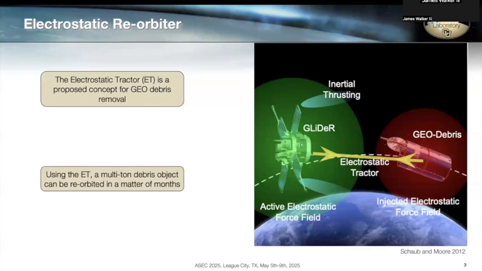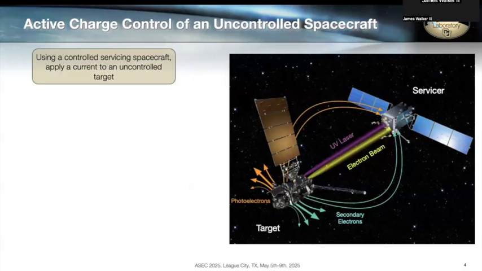An important aspect of the electrostatic tractor research is being able to control the force generated between the two objects, which really means controlling the potential of each of the objects. And that's where this project comes in: controlling the electrostatic potential of the uncontrolled target. We want to achieve this by using the controlled spacecraft to apply a current to the uncontrolled target.